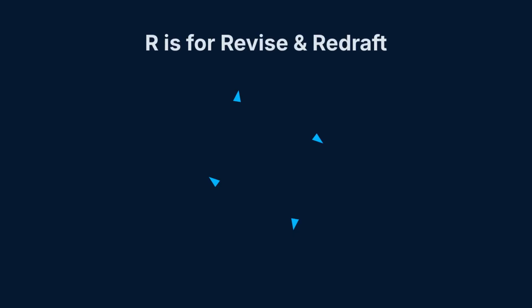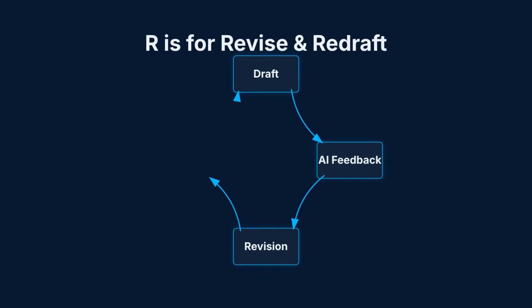R is for revise and redraft. This is where the habit of iteration is born. We want students to learn that writing isn't a one-and-done event. It's a process of constant refinement.